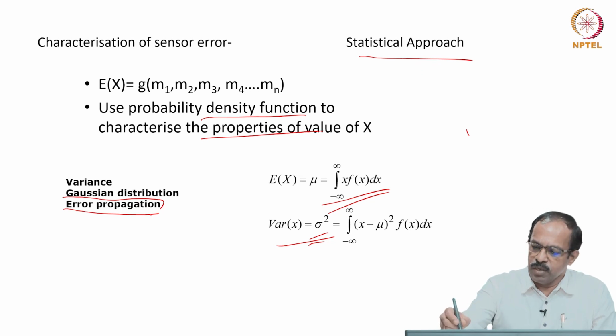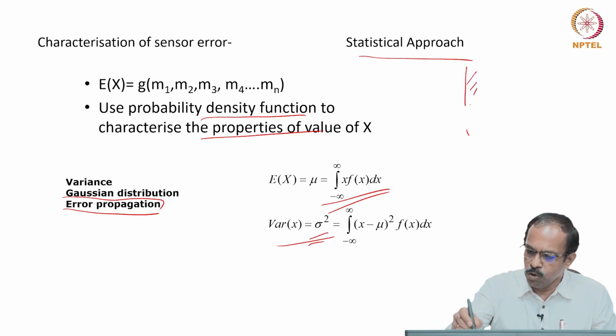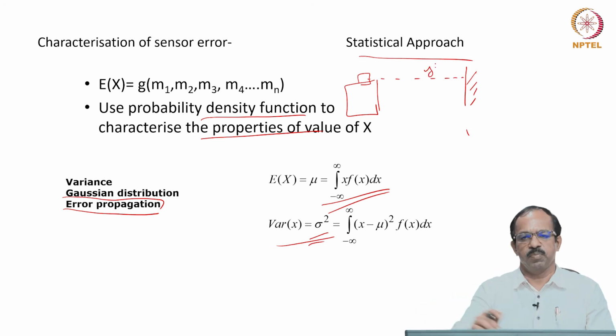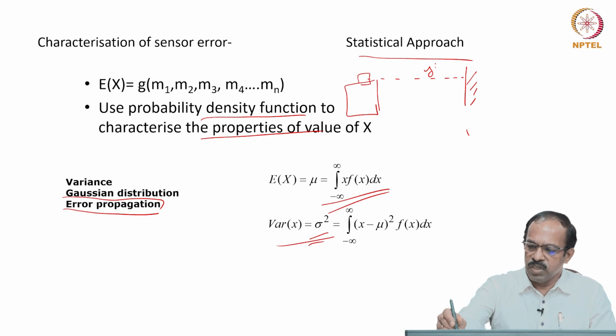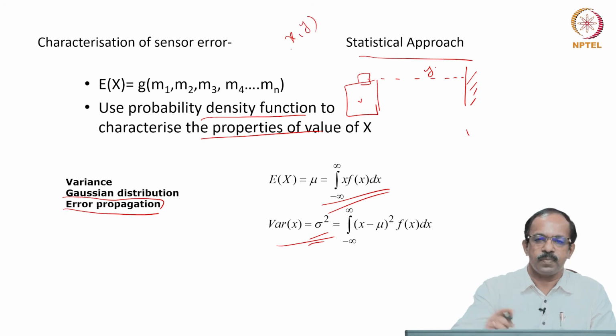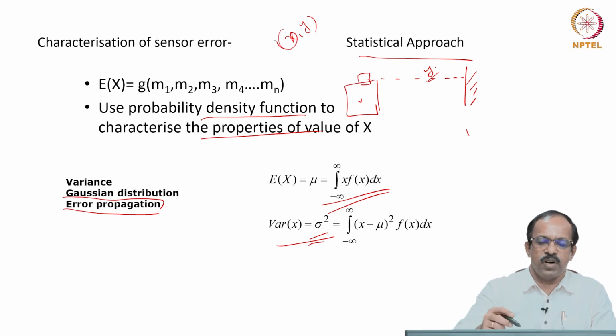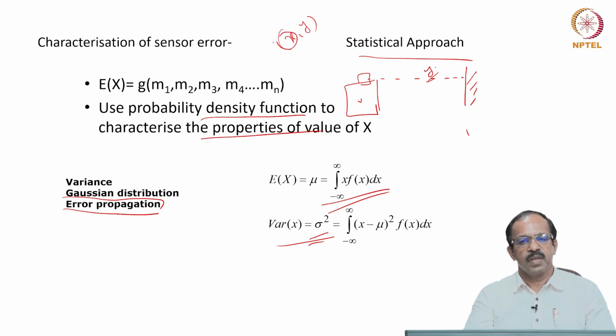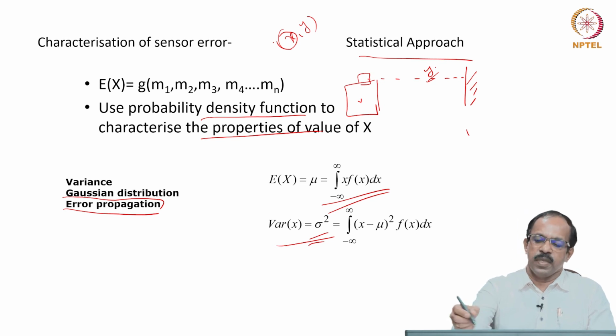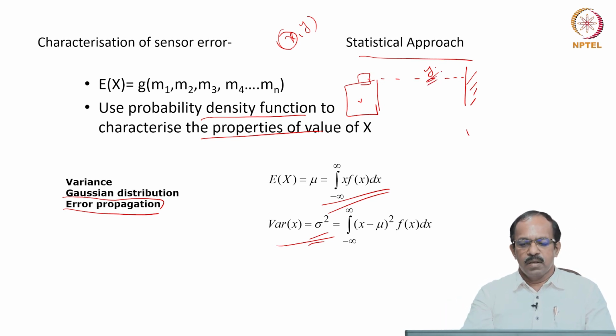Suppose I use a sensor to measure the distance. The robot is here, and I use a sensor to find out its distance y from here. Based on this measured distance, I try to find out what is the xy position of the robot. So, if I know y, I will be able to get x as a function of y, so some relationship is there. I can find out the position x if I know y.